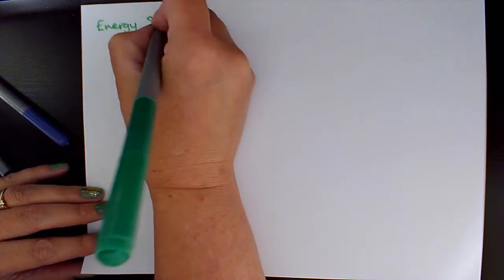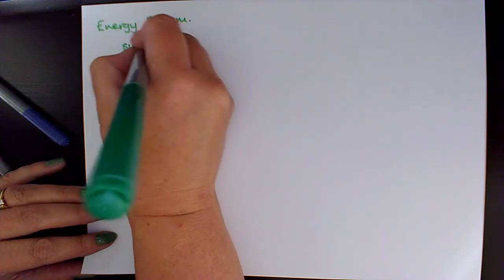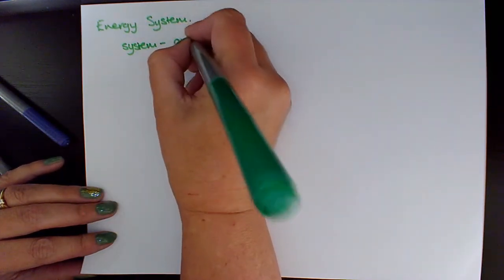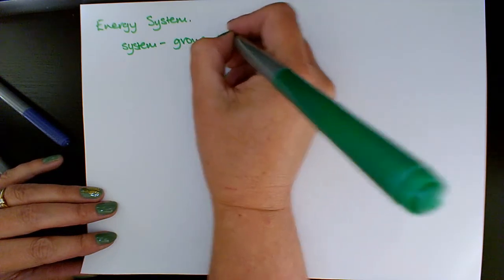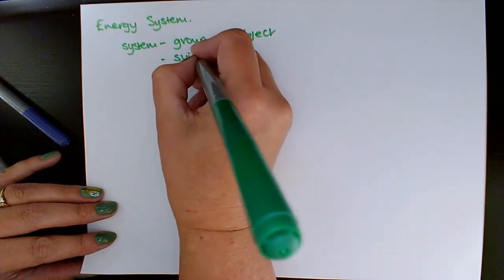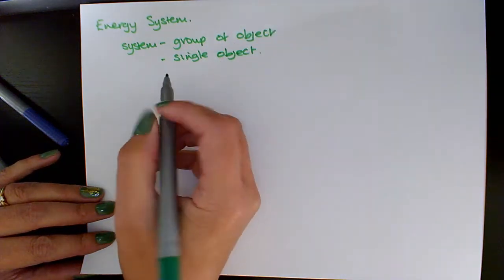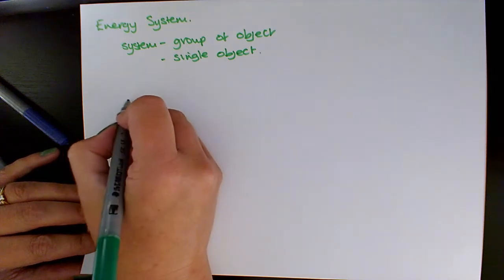Now, energy can move between systems, so we need to think about what a system is. Now, a system is a group of objects, or just a single object on its own, that can use energy. And generally speaking, systems are either open or closed.